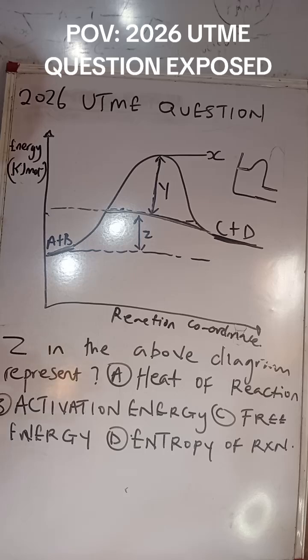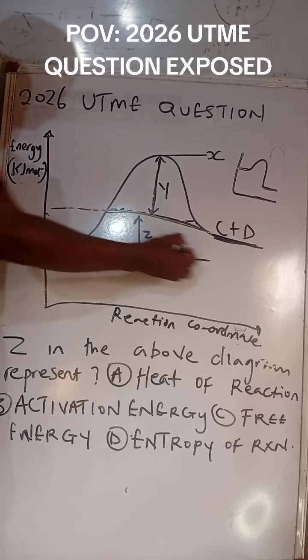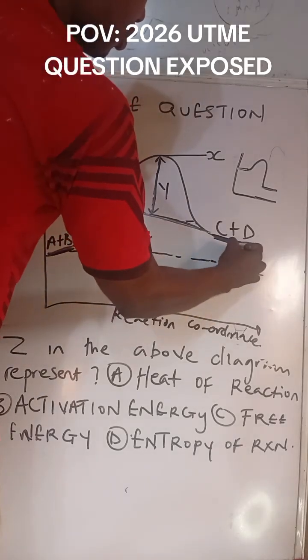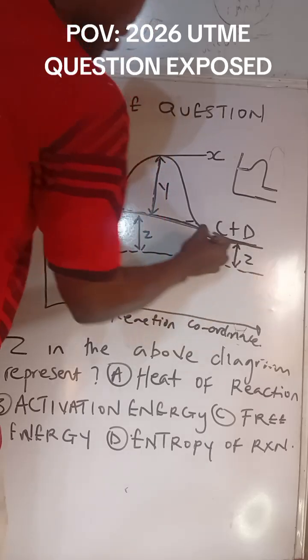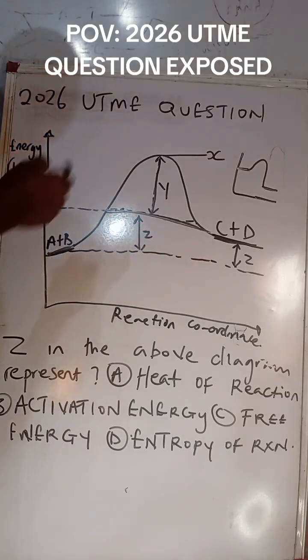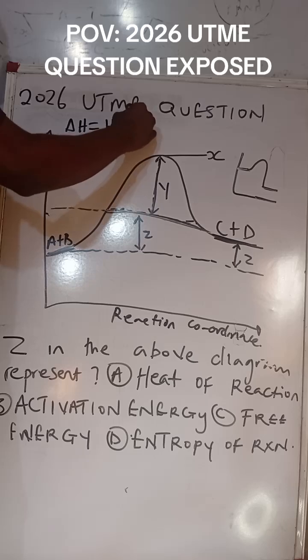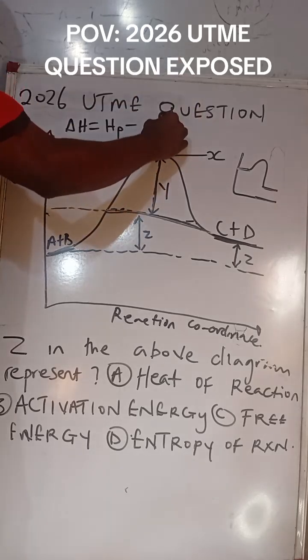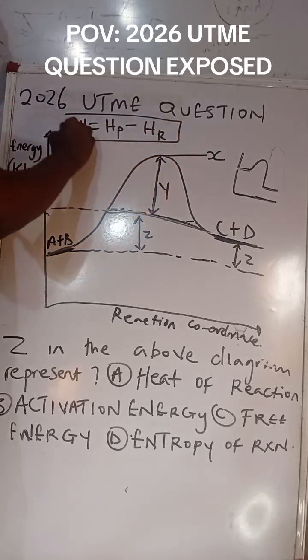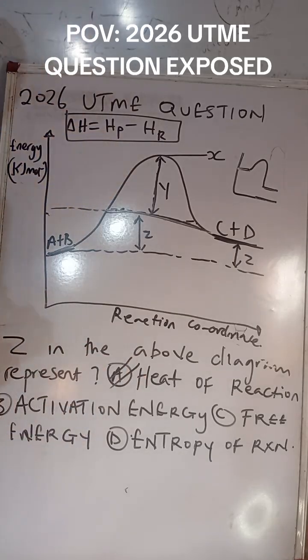So they're asking us what Z is. Z is actually the difference between this and this. This is also Z. Pardon that the line is bent, but this is also Z. So it shows that Z is actually the difference between product and reactant. The difference between the energy or heat of the product and the heat of the reactant is known as the enthalpy of the reaction. So Z is the enthalpy of reaction, or we call it the heat of reaction.